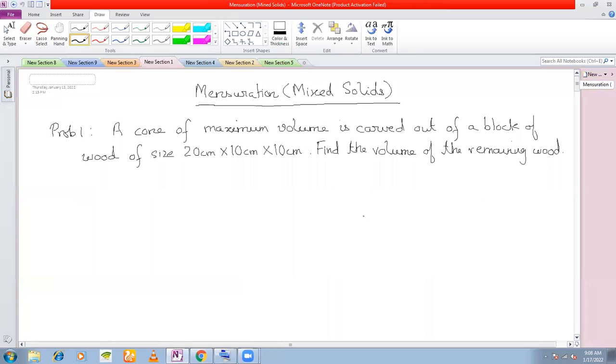Now we'll start today with mixed solids. I have sorted out some problems for you from the textbook on mixed solids, where there is a combination of cylinders and cones. The other problems contain spheres, and I have removed them. The first problem here: a cone of maximum volume is carved out of a block of wood, meaning a cuboidal block of wood, of size 20 by 10 by 10. That means in that cuboidal block of wood, the length is 20, breadth is 10, and height is 10. Find the volume of the remaining solid.